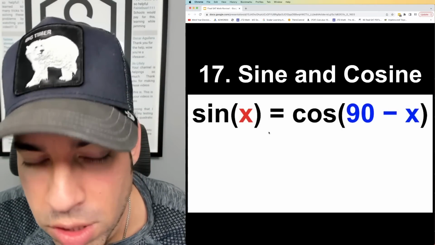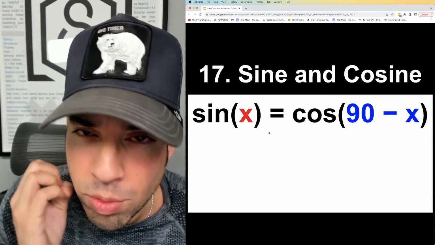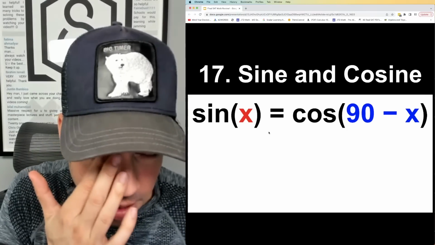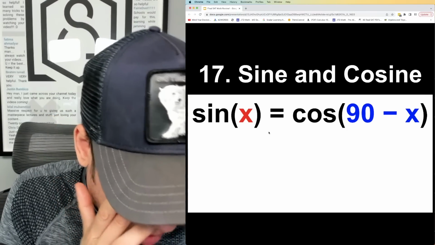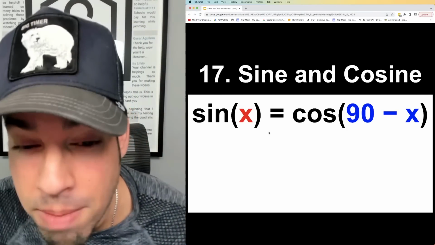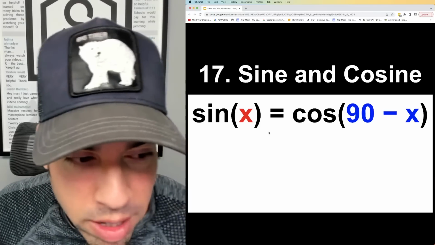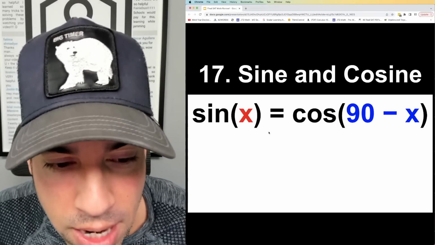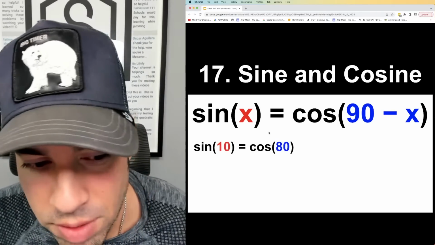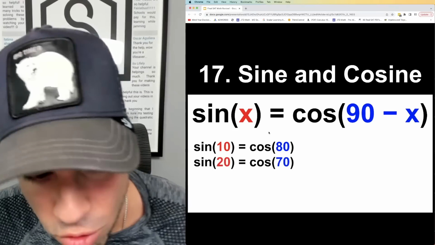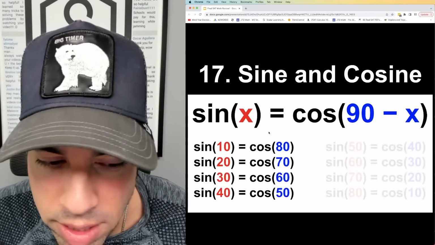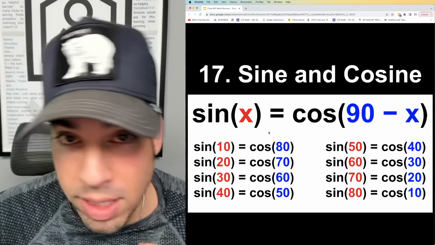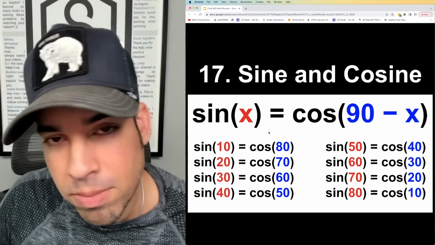Sine and cosine. You know sine and cosine, but this is a special rule between sine and cosine that the College Board loves to test. And that is that sine of an angle equals cosine of the complement of that angle. All right. And what does that mean? It means that the two angles must add up to 90. So, for example, sine of 10 equals cosine of 80. Sine of 20 equals cosine of 70. We could do this all day, right? Any values that add up to 90, you take sine of one, take cosine of the other one, they're going to equal each other.